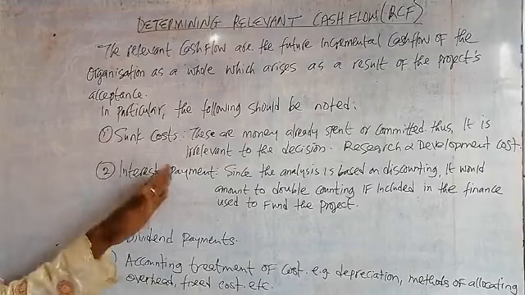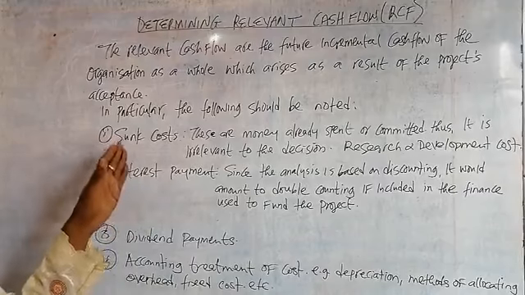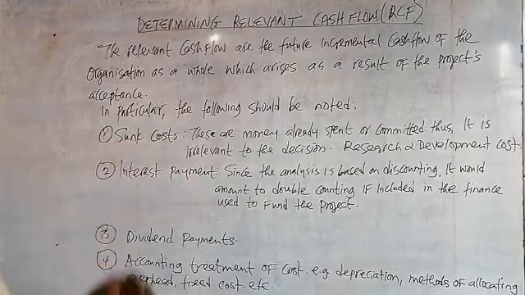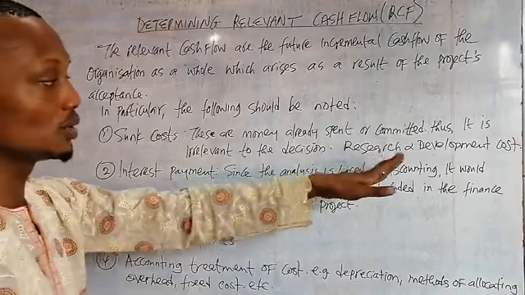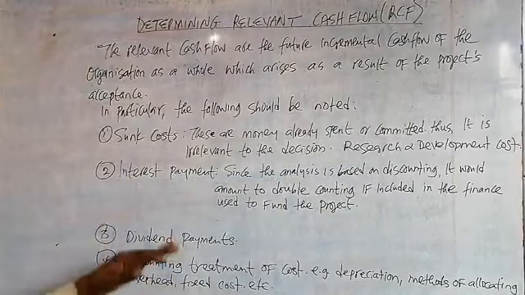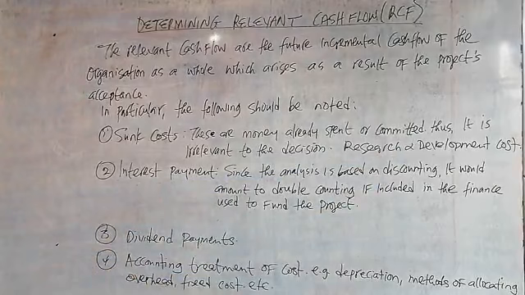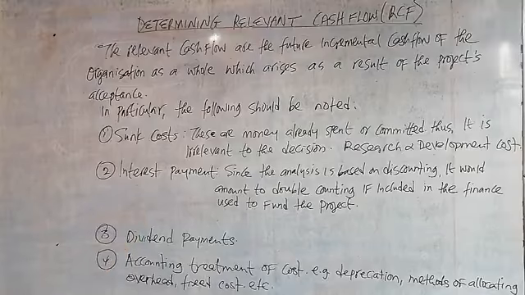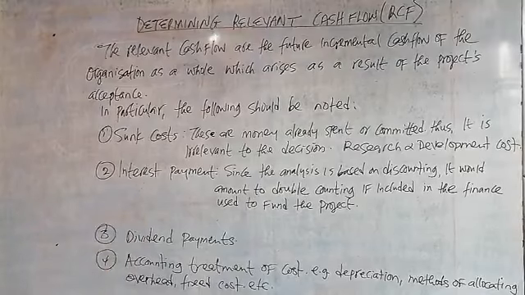So sunk cost is totally out of it, and is not relevant for decision making. A very good example is research and development cost. Another cost that is irrelevant that we need to take note of is interest payment.